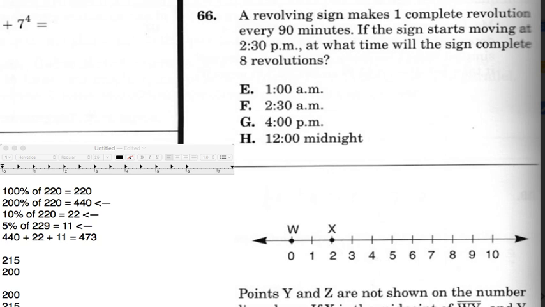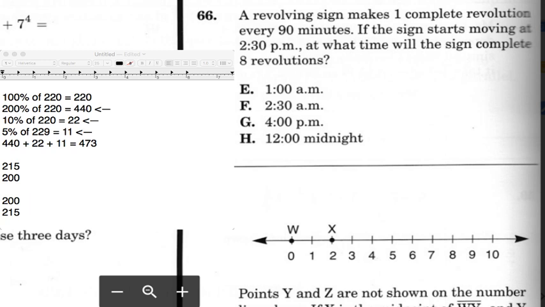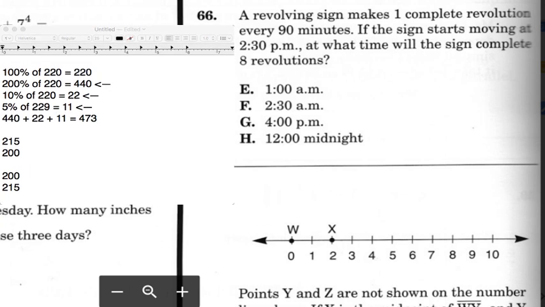Alright, so 68. A revolving sign makes 1 complete revolution every 90 minutes. If the sign starts moving at 2:30 p.m., at what time will the sign complete 8 revolutions? Alright, so that's interesting. Let me try to move the text edit around because it's still in the wrong place. If I show you guys. Alright, I think that'll fit. One more second again.